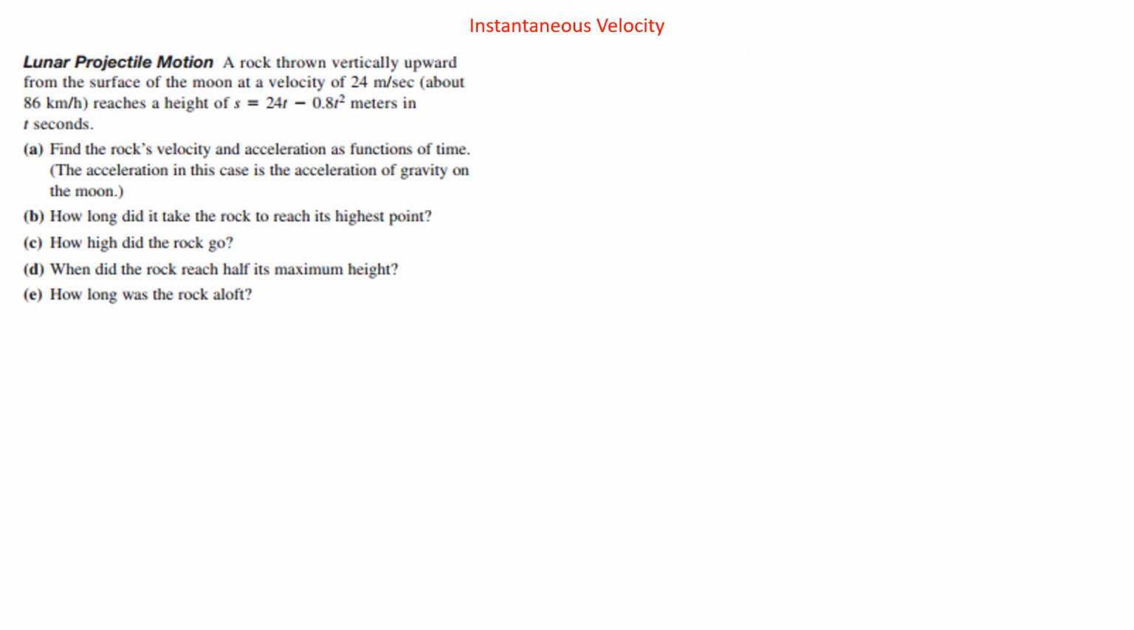Another type of problem here is going to be a projectile motion problem. And this one's on the moon. That way the numbers get changed up a little bit, because when stuff's always on Earth, the numbers are always the same. And we'll see what those numbers are in a minute. So it says rock thrown vertically upward from the surface of the moon at a velocity of 24 meters per second, which is about 86 kilometers an hour, reaches a height of s equals 24t minus 0.8t squared meters in t seconds. So what's important here is we have the position function, and it's in meters per second.